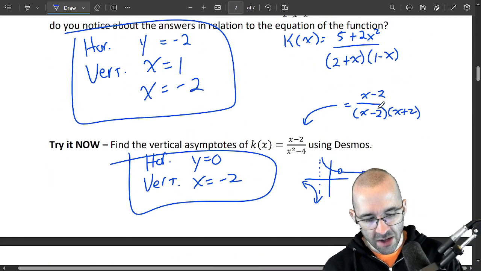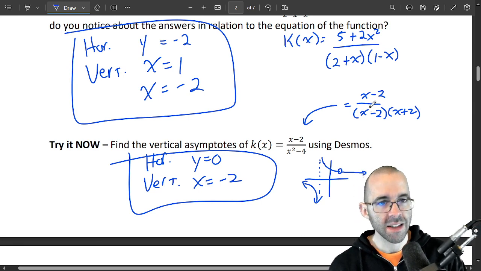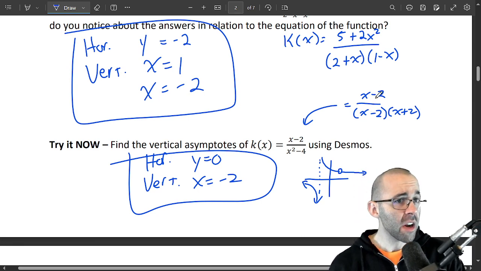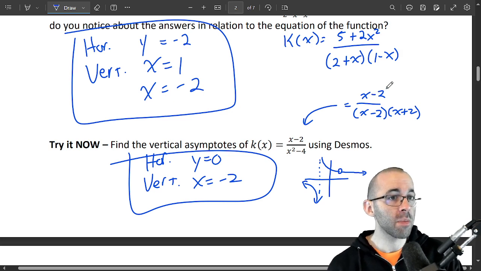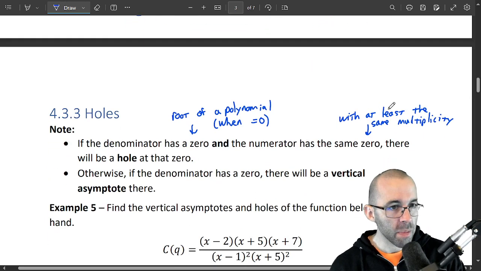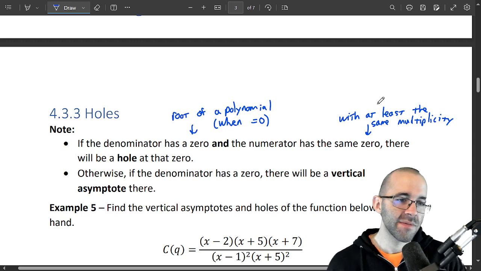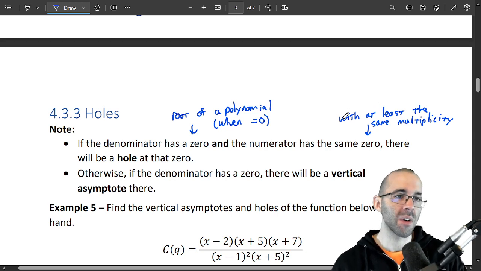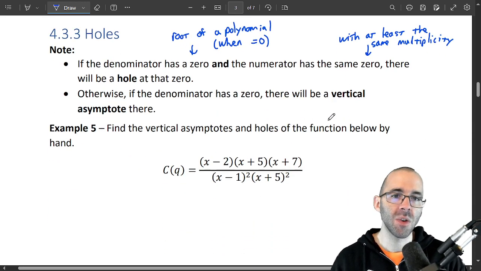So look over here, right? The denominator had a 0 at x equals 2. But the numerator also had a 0 at x equals 2. And their multiplicities were the same. They both had multiplicity 1. So if it's the same multiplicity or bigger on the top, then there's going to be a hole. They were the same multiplicity in that case, so there was a hole.